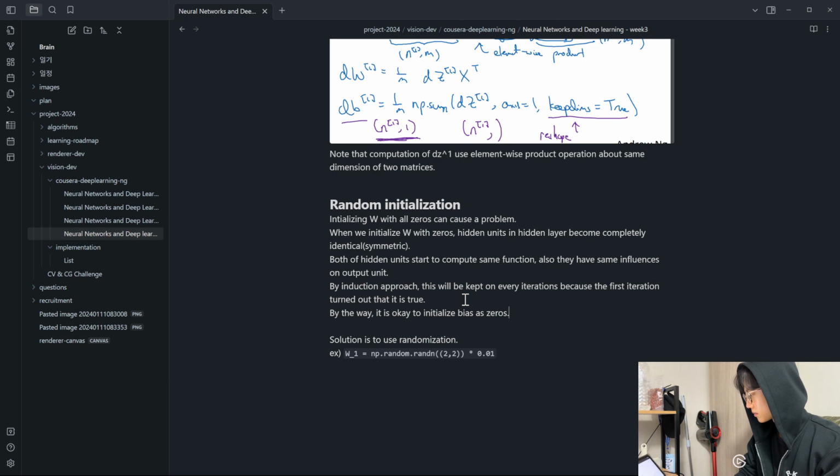So if W is very big, z will be very big, or at least some values of z would be either very large or very small. And in that case, you're more likely to end up at these flat parts of the tanh function or the sigmoid function, where the slope or the gradient is very small, meaning that gradient descent will be very slow, and so learning will be very slow. So just to recap, if W is too large, you're more likely to end up, even at the very start of training, with very large values of z, which causes your tanh or your sigmoid activation function to be saturated.